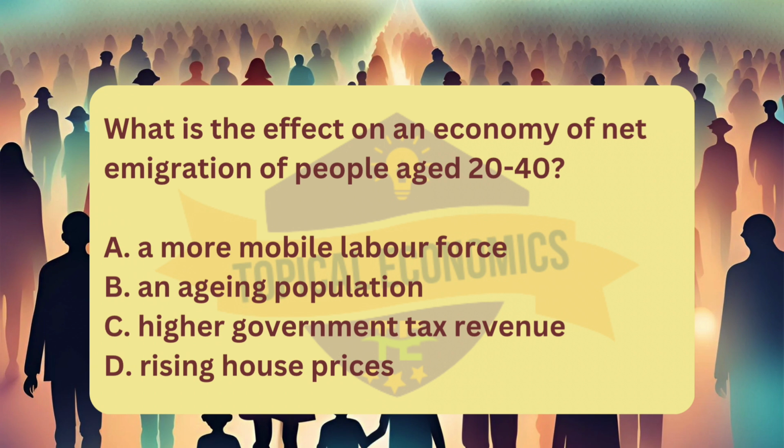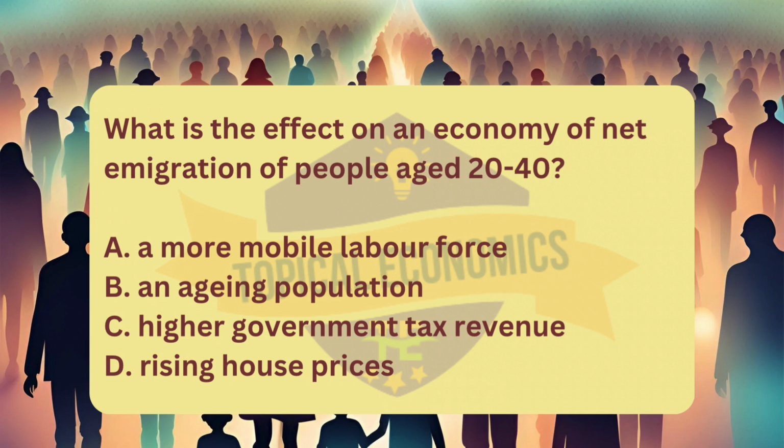Next, option C: higher government tax revenue. Net emigration of young working-age people is likely to reduce government tax revenue, not increase it. Young adults typically contribute to income tax and other forms of taxation through employment. When these people leave, the tax base shrinks, potentially leading to lower government revenues, especially if they are replacing native workers who pay taxes. Lastly, option D: rising house prices.